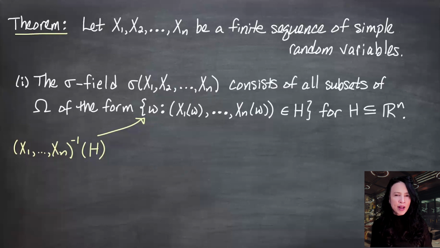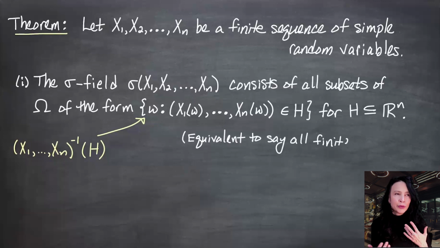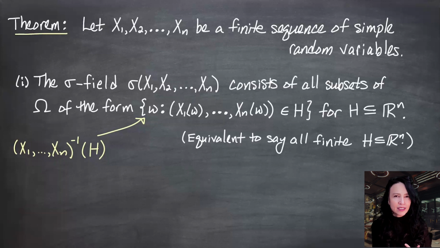Now, because these simple random variables take on a finite number of values, either individually or equivalently as a vector, it is enough to pull back all finite subsets H of Rn. And in fact, we're going to see, just like we've done in examples today, that it's probably enough to even pull back fewer subsets, but we'll have examples of that next time.